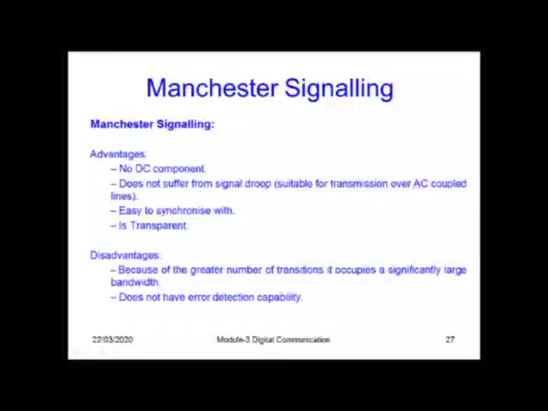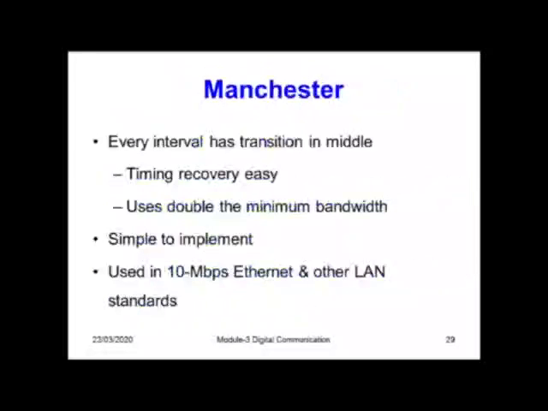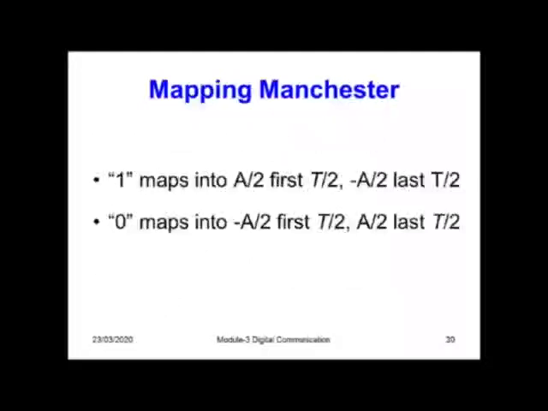The advantages of Manchester signaling are no DC component, it does not suffer from the signal droop, it is easy to synchronize with, and it is transparent. The disadvantage is that because of the greater number of transitions, it occupies significantly large bandwidth, and it also doesn't have any error detection capability. These characteristics make the scheme unsuitable for use in the wide area network. However, it is widely used in local area networks such as Ethernet and token rings.